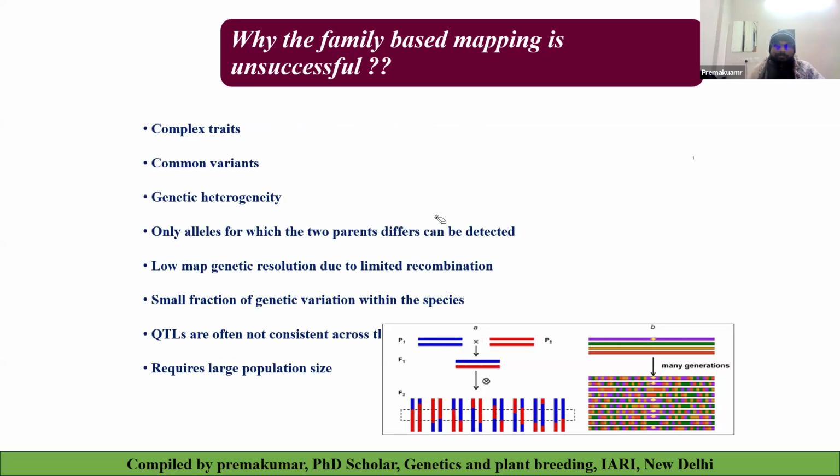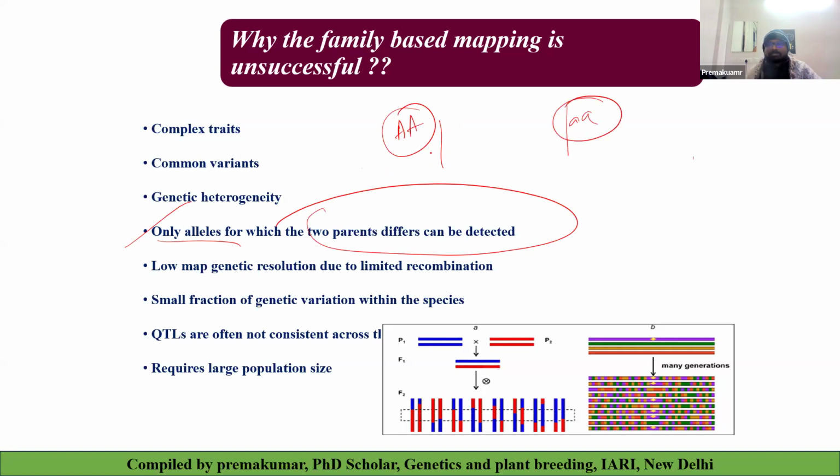Then genetic heterogeneity. Sometimes due to genetic heterogeneity we are not able to map, because when doing the phenotypic analysis we assume homogeneity of the variants, but many times we will not have that assumption. That is one of the problems. Between two parents, we can detect, for example, capital A and small a. The parents will differ with these two alleles, and we can map only these alleles. But sometimes it is capital B here and capital B there too, and we can't map the gene B.